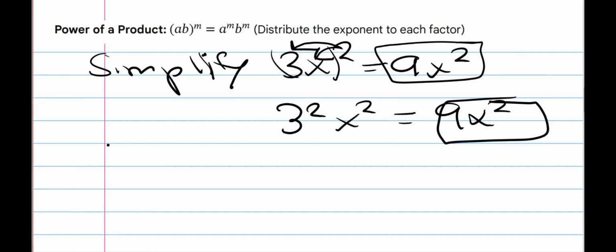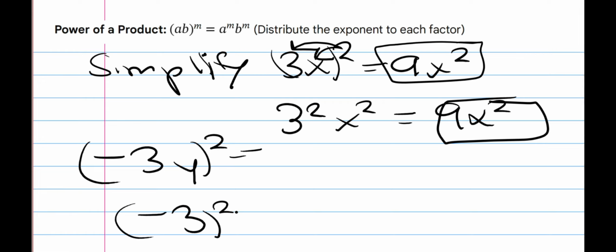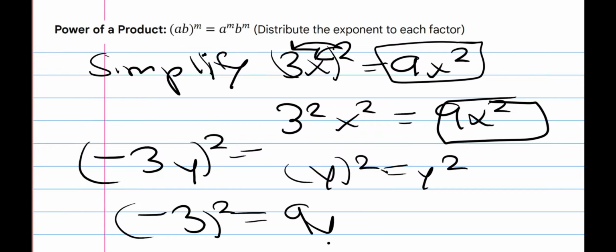And another example would be (negative 3y) squared. So negative 3, if you square it, the output of negative 3 squared is 9. And the value of y squared is y squared. So that would give us 9y squared. So that's how you get the answer.